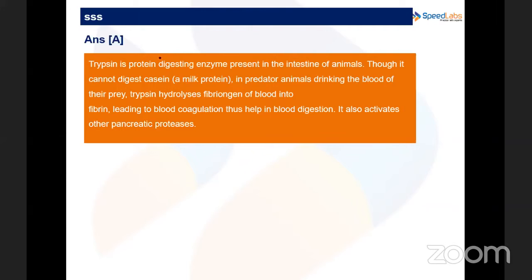Trypsin is a protein digesting enzyme released into the small intestine. What is its function? Though it cannot digest casein, in predator animals drinking the blood of their prey, trypsin hydrolyzes fibrinogen of blood into fibrin. This leads to blood coagulation, thus helping blood digestion.